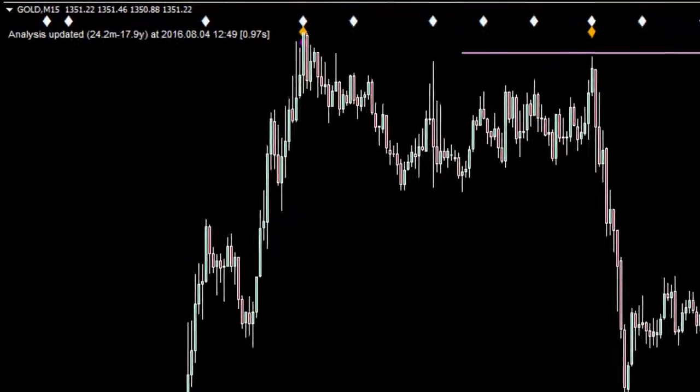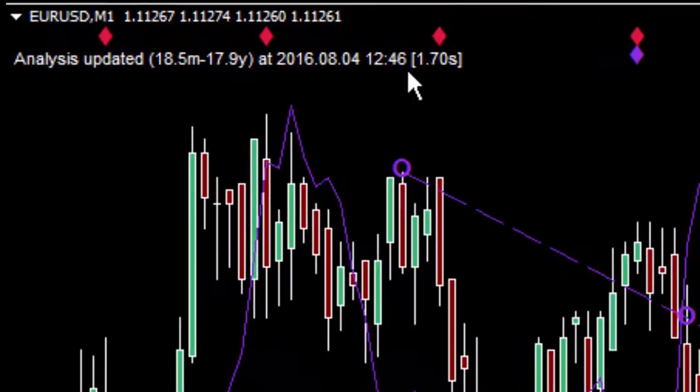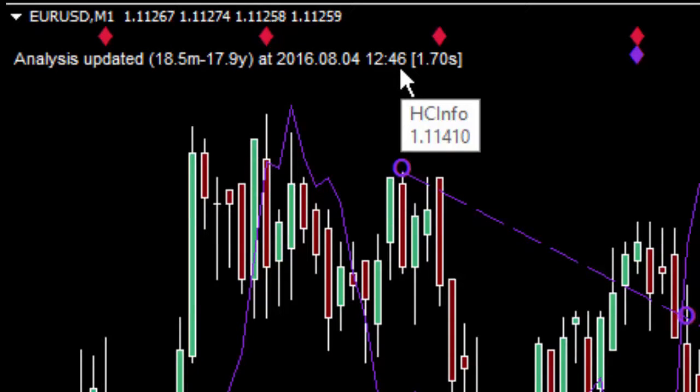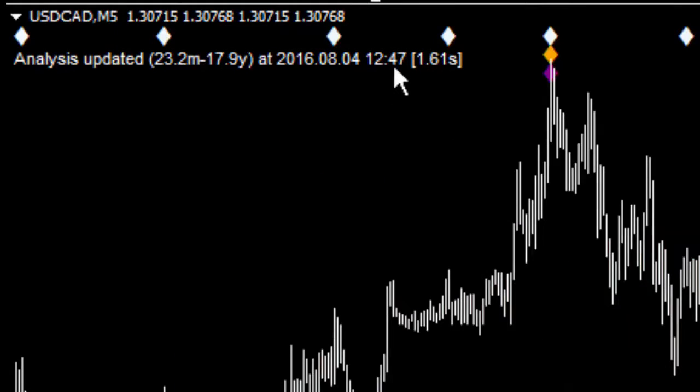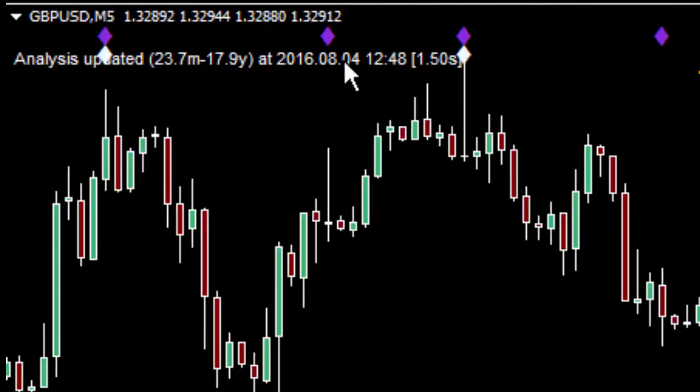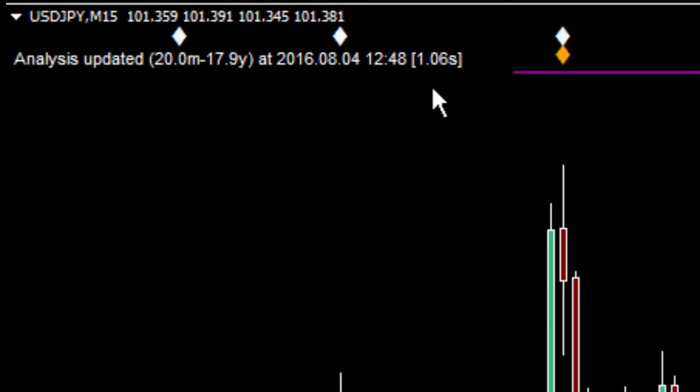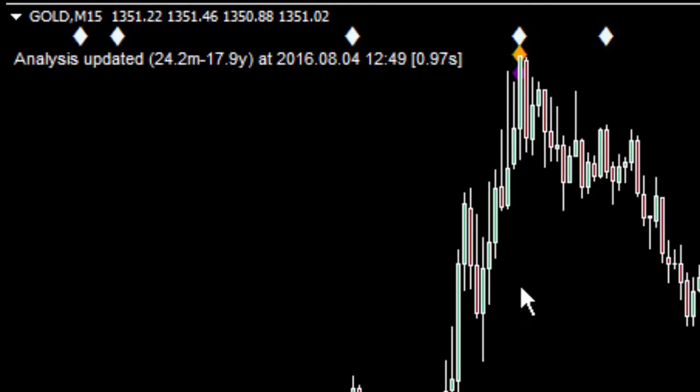For that reason, you will find that as you scroll through your different charts, the times at which your charts most recently updated will all be slightly different. There is one at 12:46, one at 12:47, 12:48. Here's another one at 12:48, which would have been later in that minute. And here's one at 12:49.